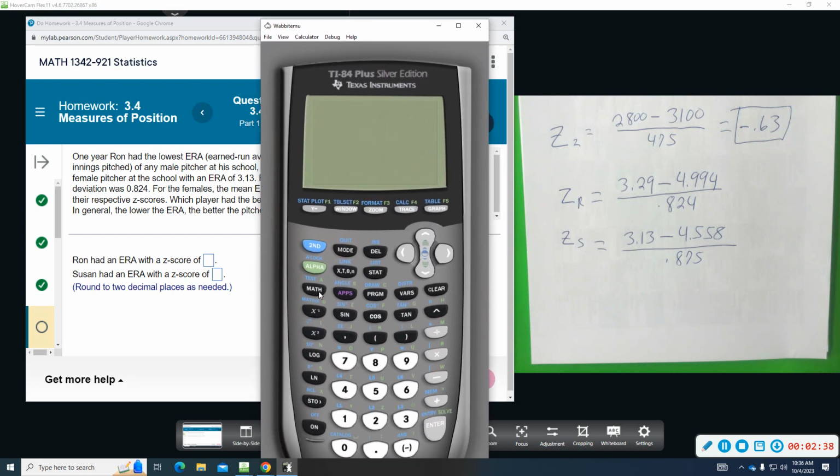So I'm going to turn this on. We're going to do alpha y equal enter. It will allow us to do the fraction and just type it in just like that. So I'm going to do 3.29 minus 4.994, and then we're going to divide that by 0.824. Double check your data entry. So the Z-score is negative 2.07, rounded to 2 decimal places.